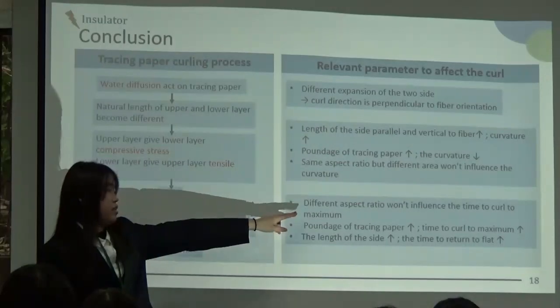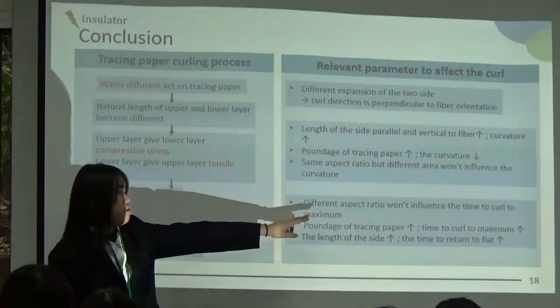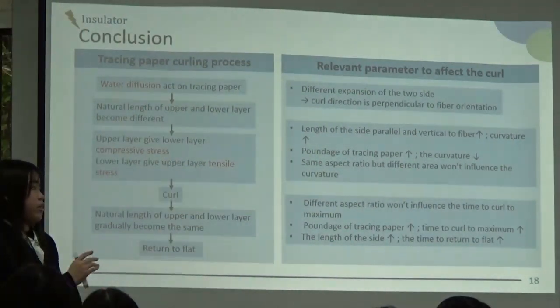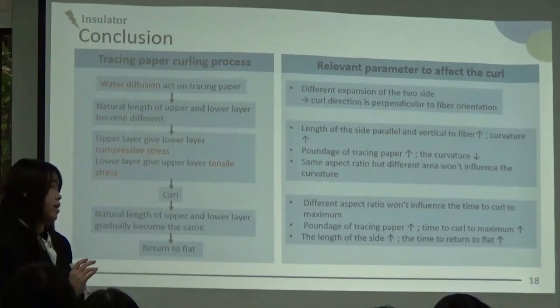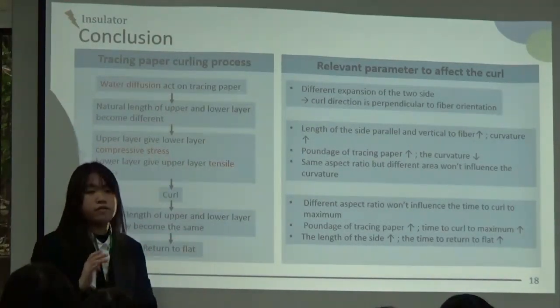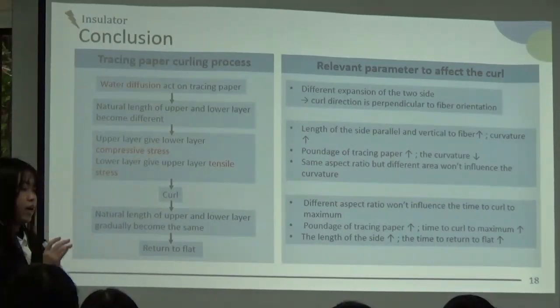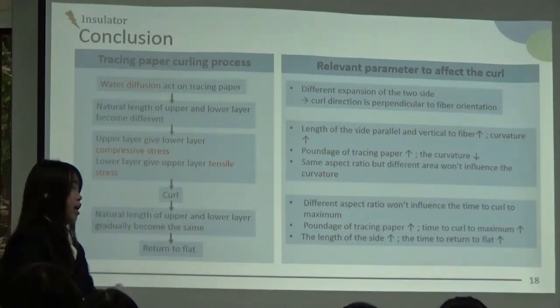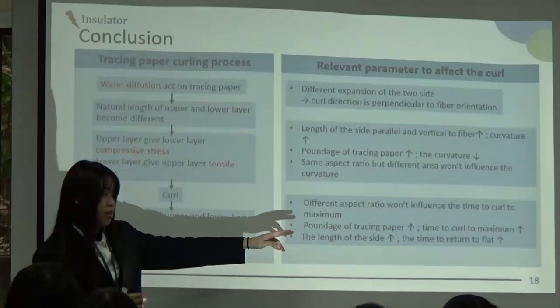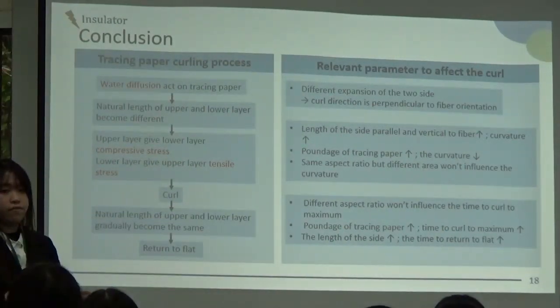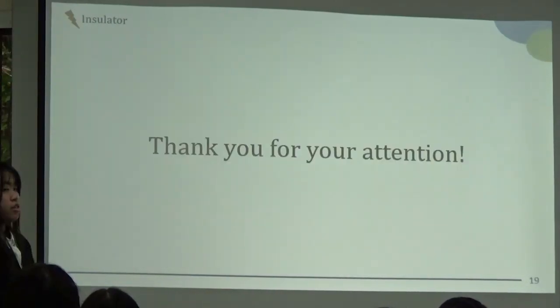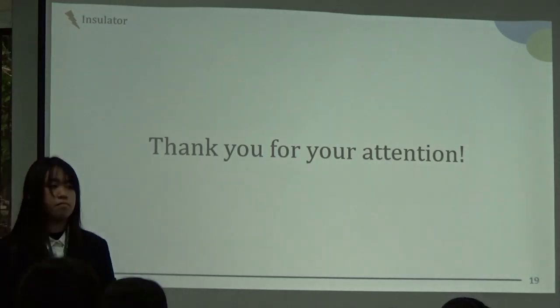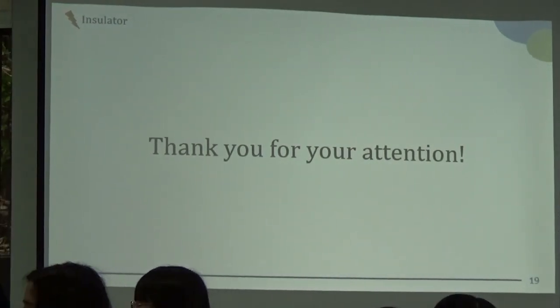And this part is about time. Different aspect ratios will influence the time to curl to maximum. But if the poundage of the tracing paper increases, the time to curl to maximum will also increase. And when the length of the side increases, the time to return to flat will also increase. And that's all of my presentation. Thank you for your attention.